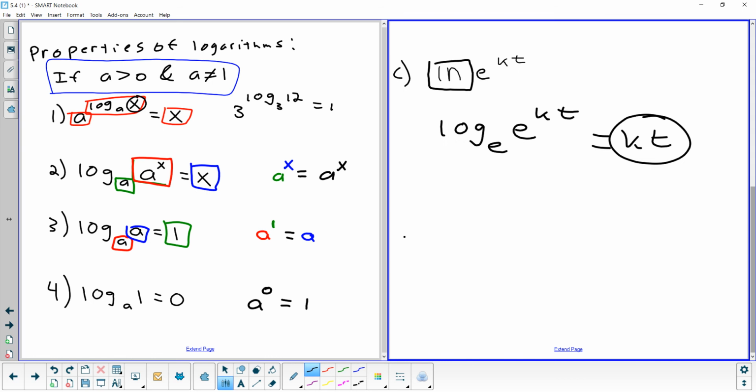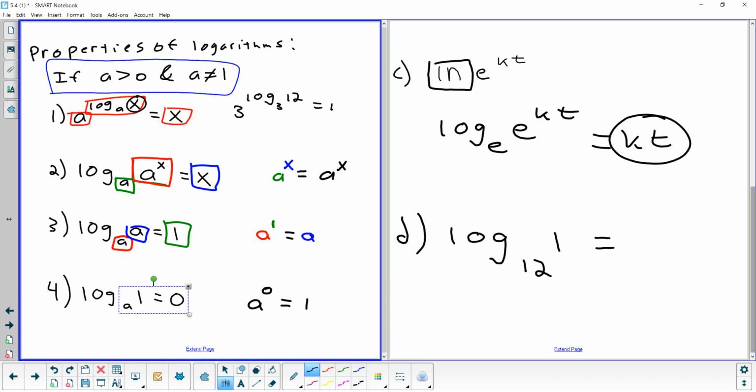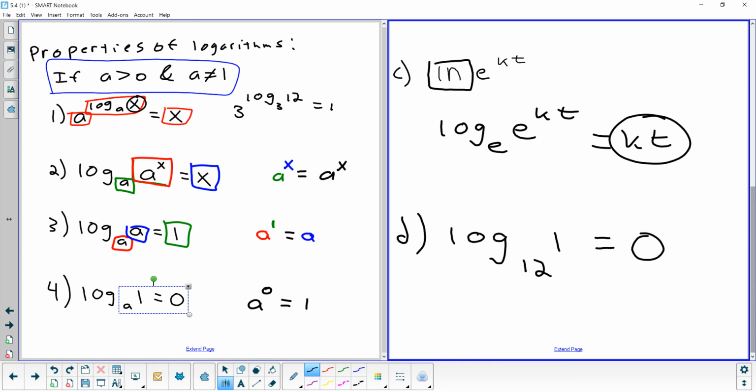I didn't have one for the other property, so I'll just make up one more. What's log base 12 of 1? Zero. That's property 4. So these are just a few tricks that we can use to simplify logarithms in special cases. Any questions before we look at the last thing for today?